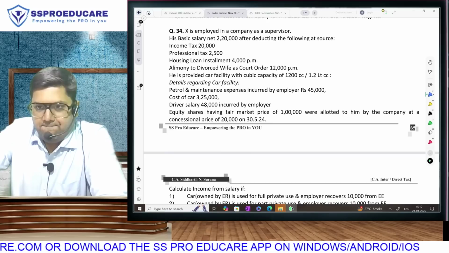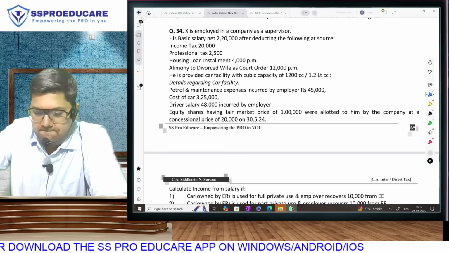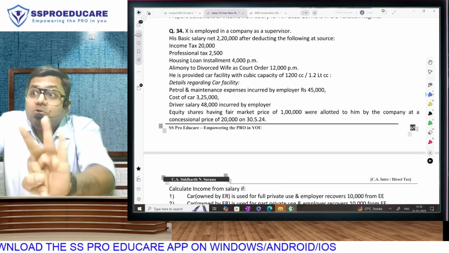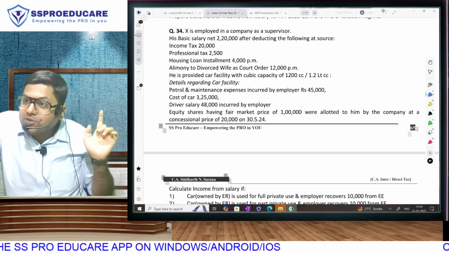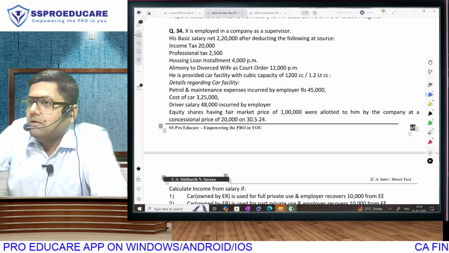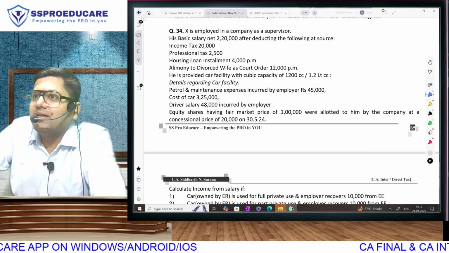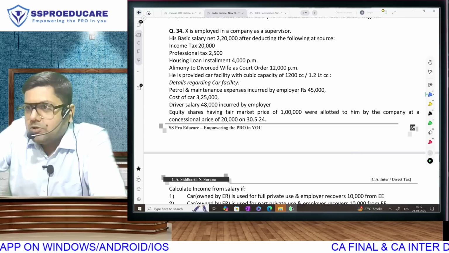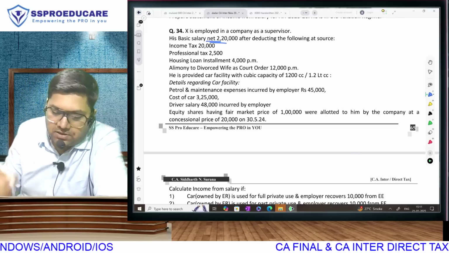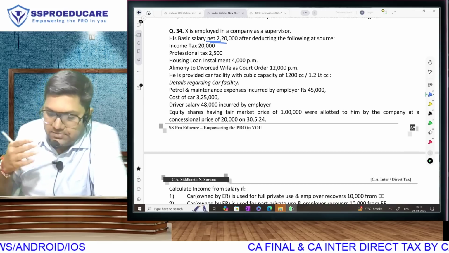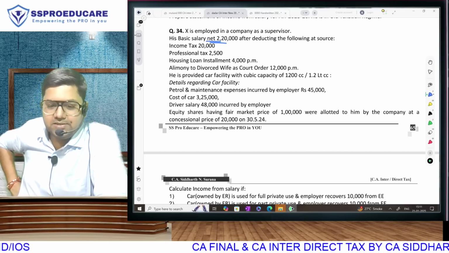His basic salary net 2,20,000 after deducting the following at source. Income tax 20,000. So please understand, his salary was 2 lakh 40. But because the payer is supposed to deduct the money and pay to the government, so cash he gave you only 220. I have explained the concept of TDS to you. That payer will give to the government, but will you get it back? So your salary is not 220, it is 240. This is net cash receipt. Income tax 20,000.